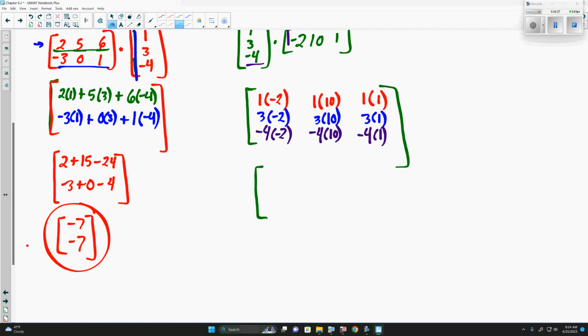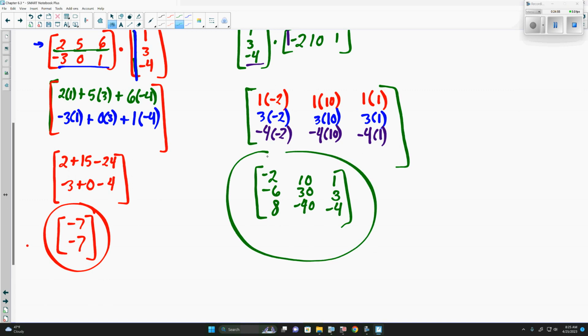And at this point, we just need to multiply these together. 1 times negative 2 would be negative 2. 1 times 10 is 10. 1 times 1 is 1. 3 times negative 2 would be negative 6. 3 times 10 is 30. And 3 times 1 is 3. Negative 4 times negative 2 would be 8. Negative 4 times 10 is negative 40. And negative 4 times 1 is negative 4. So our product would be this here.